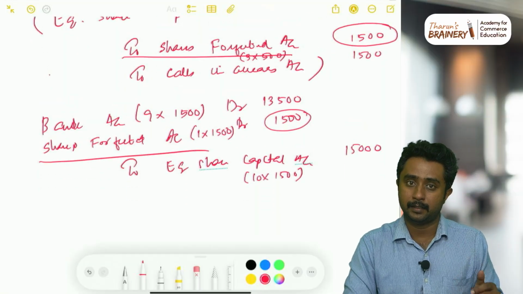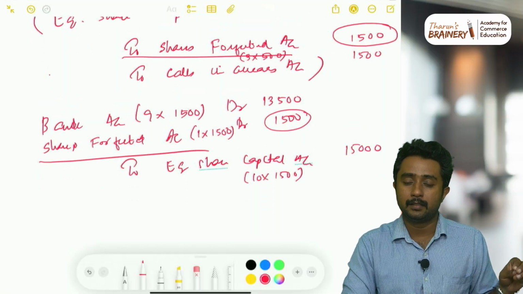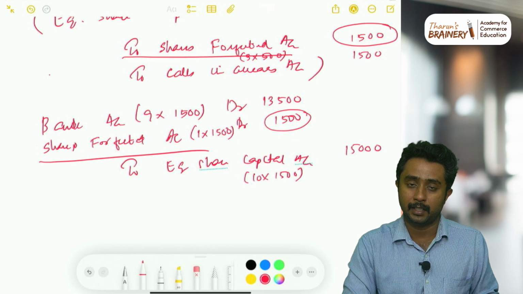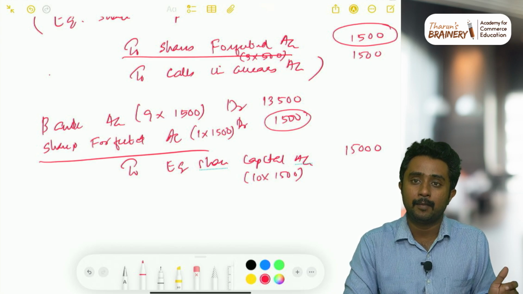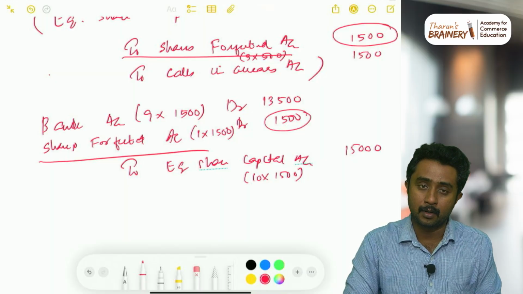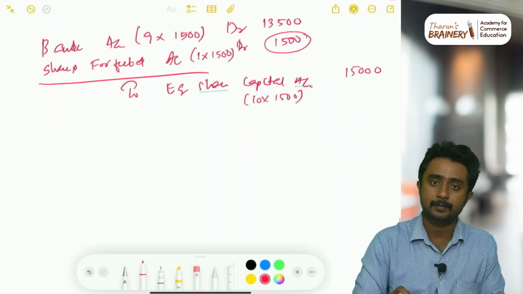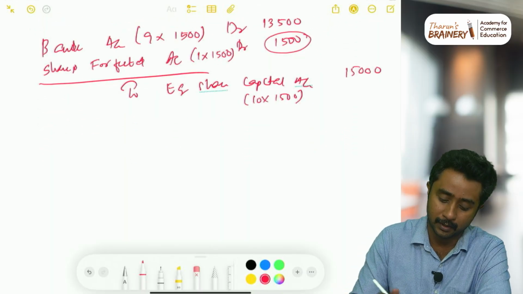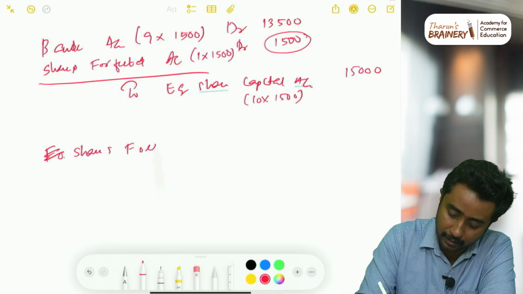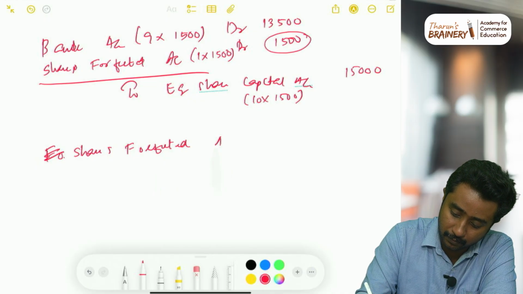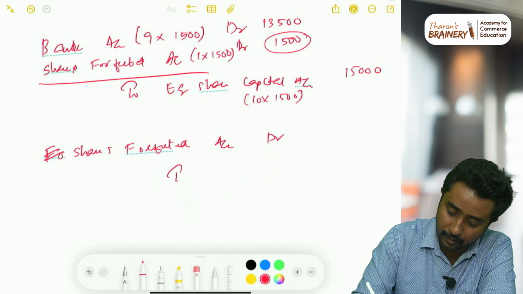Now what is the next step? Whatever money is remaining in share forfeited account with respect to these 1500 shares, which we didn't use yet, that amount should be transferred to another account. That account's name is capital reserve. So as you can see here, for shares, the next entry should be shares forfeited account debit to capital reserve.